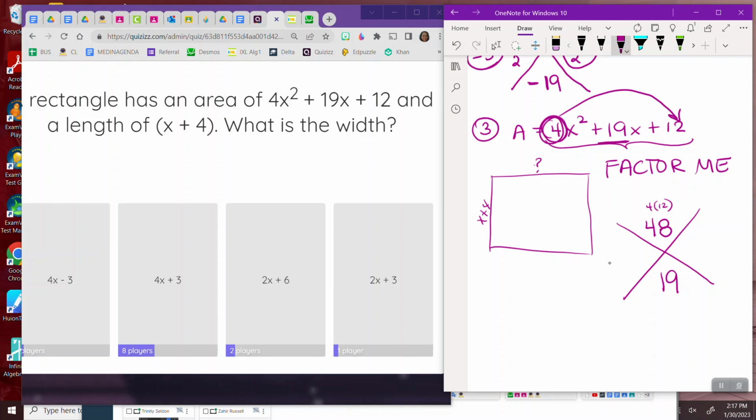So what are they? What is it? 3 and 16? Does everybody agree? All right, but because we multiplied by 4, what do we also need to do?